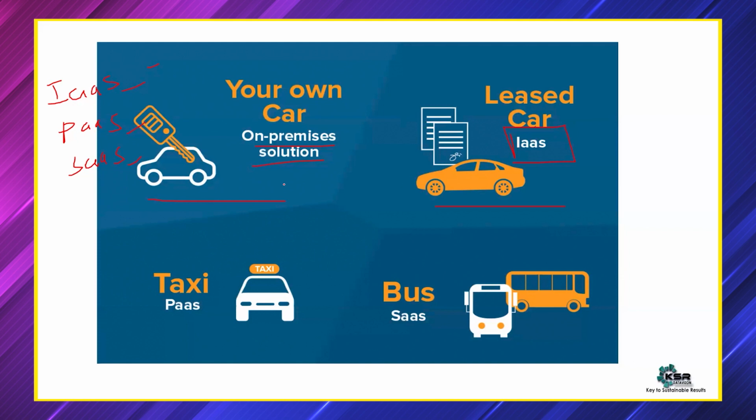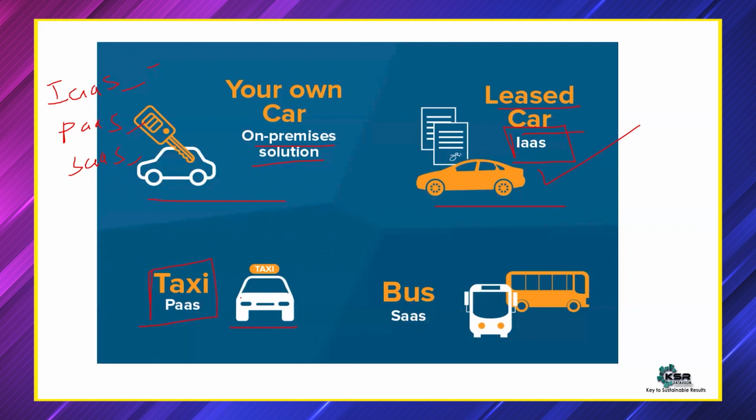If you're owning a car and you want to travel, you have to drive it because you are the owner of that car. You have to take care of the car, the maintenance, all the services. Whereas if you take a leased car, it is not owned by you. The only thing is you have to drive it. In that case, you're not owning that infrastructure. You're taking that infrastructure on a lease. So that is called infrastructure as a service. You get an infrastructure and you utilize that car. Whereas if you are using a taxi, that is also an infrastructure.